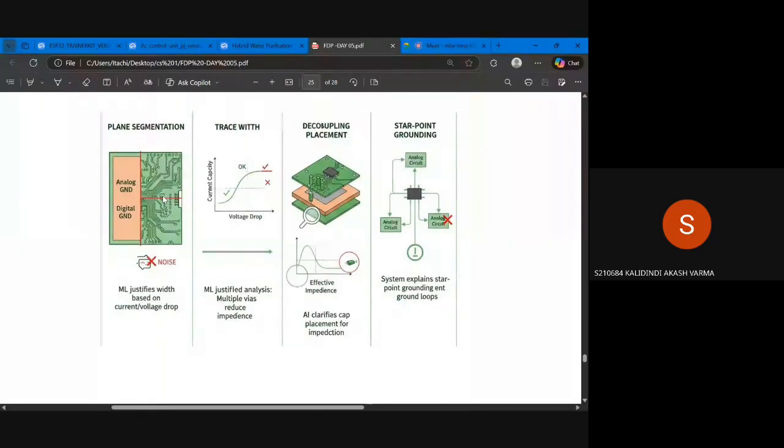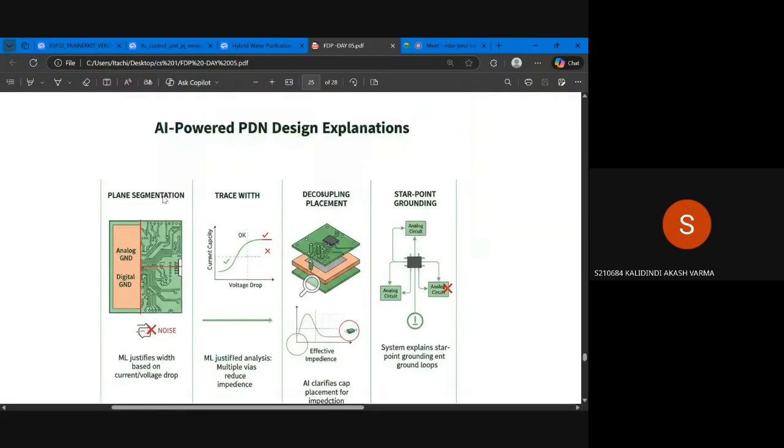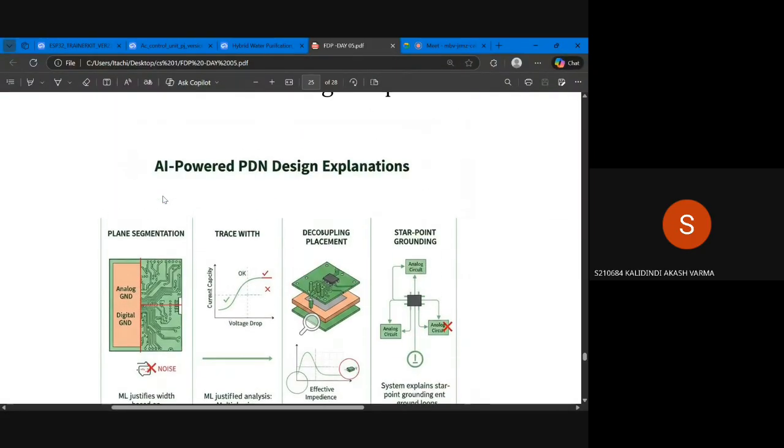You should maintain both things simultaneously, like there should be a separation between analog and digital. Then there is the decoupling capacitor placement. If you are keeping decoupling capacitors far away, it recommends keeping the decoupling capacitor close to the particular power module. So these are some of the AI recommendations, AI powered PDN design explanations.